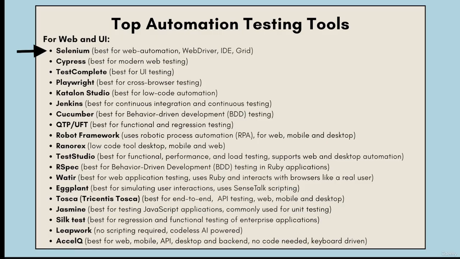So why is Selenium popular? Well, it's the most widely used tool. It supports multiple programming languages and frameworks. And as you see on the right here, I put WebDriver, IDE, and Grid. That's because Selenium is an umbrella project. It includes multiple tools for automating web applications.